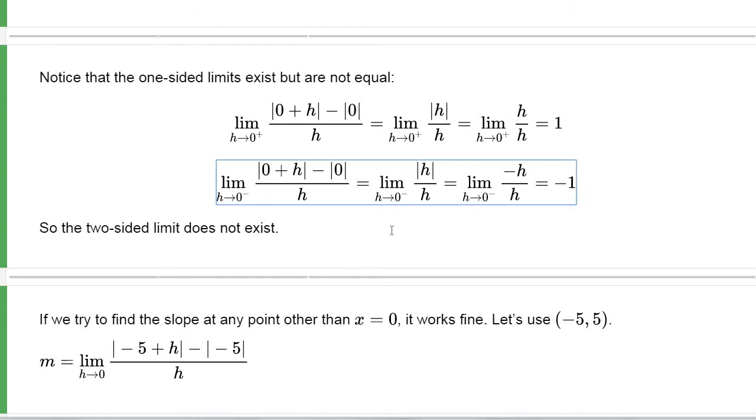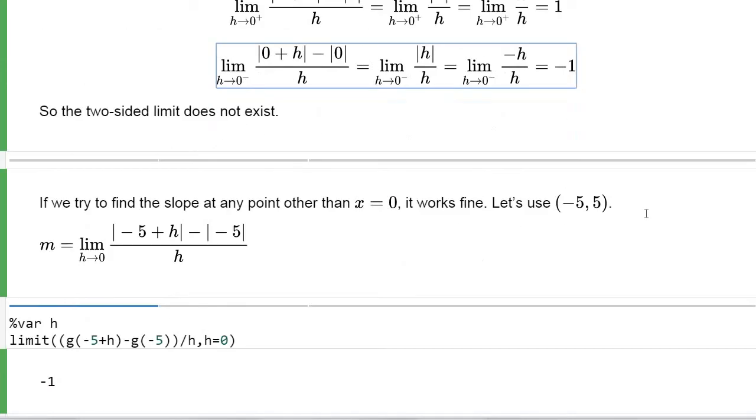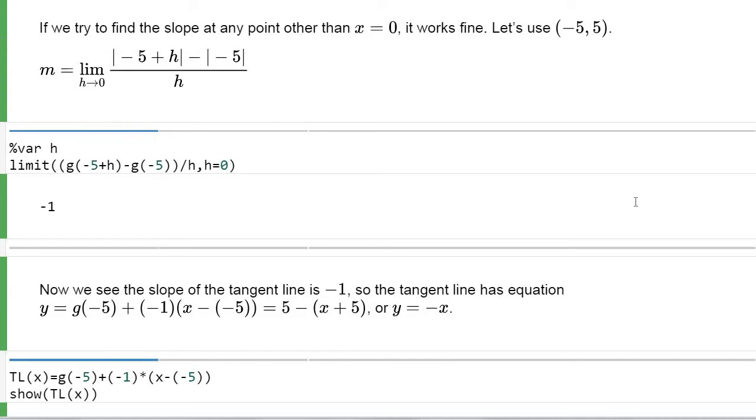Now that's only the case at 0, 0, where this function does not have the local linearity property. Anywhere else, it works just fine. So for example, at negative 5, 5, there's the limit for the slope, and when I compute that, I get negative 1. And so the tangent line is, here's the formula for tangent line, it's the function value, in this case g of negative 5, plus the slope. Slope is negative 1 from here, and then x minus the x value, x minus negative 5, which is x plus 5.